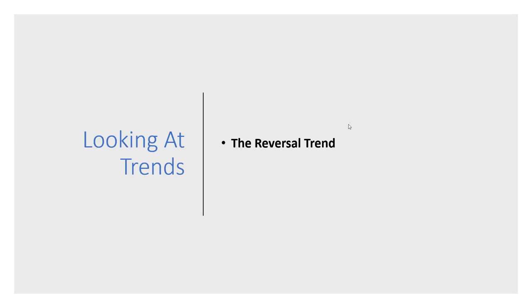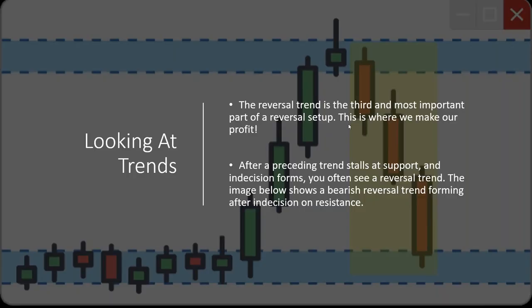So then we need to wait for the reversal trend. The reversal trend is the third and most important part of the reversal setup. This is where we make our profit. So this is where we start to make a trading decision. After a preceding trend stalls at support and indecision forms, you often see a reversal trend. The image in the background here shows a bullish reversal trend forming after indecision.